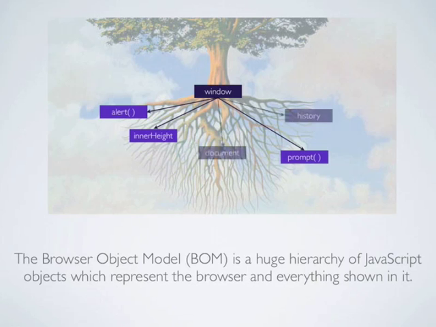Besides these attributes and methods, the window object also contains other objects, sub-objects you might call them. These sub-objects then themselves may also contain other attributes, methods, and sub-objects. So all of these things taken together end up forming a huge hierarchy, a huge tree, where the window object is at the top and everything else is contained inside of it.